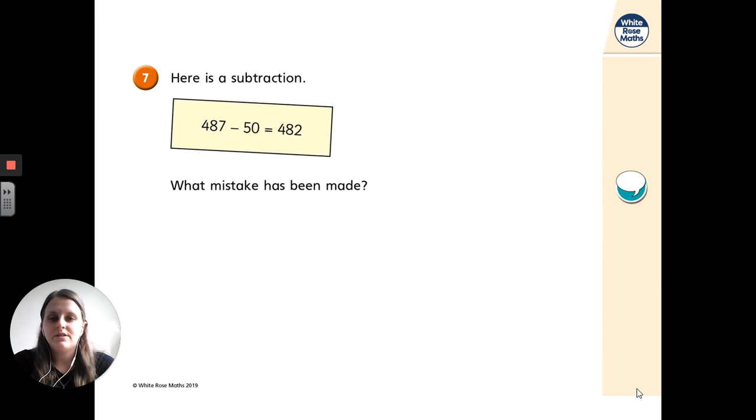Number 7, here is a subtraction. What mistake has been made? Have a read of that subtraction. What mistake has the person done? Your answer should be a sentence that says, the mistake is, tell them what the mistake is, what should they have done? So what is the right answer to this question?